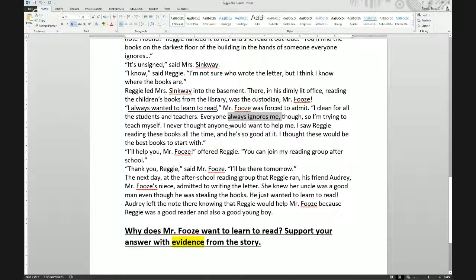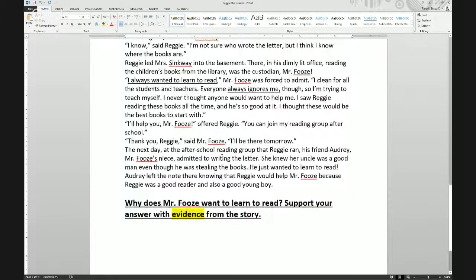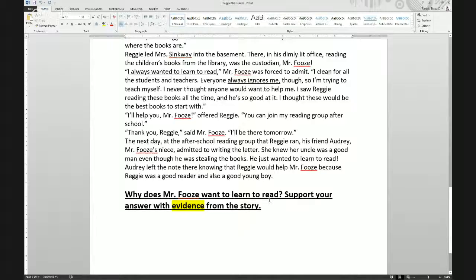I'm trying to teach myself. I never thought anyone would want to help me. I saw Reggie reading the books all the time, and he's so good at it, I thought these would be good ones to start with. So I think it has to do with him being alone and being ignored. So that's where I'm going to go in my answer. When you write your answer, you have to restate the question. So you would borrow words from the question. I'm borrowing Mr. and Foos.